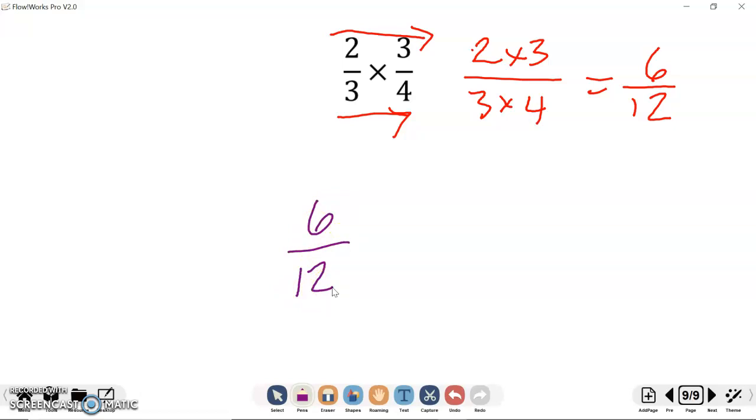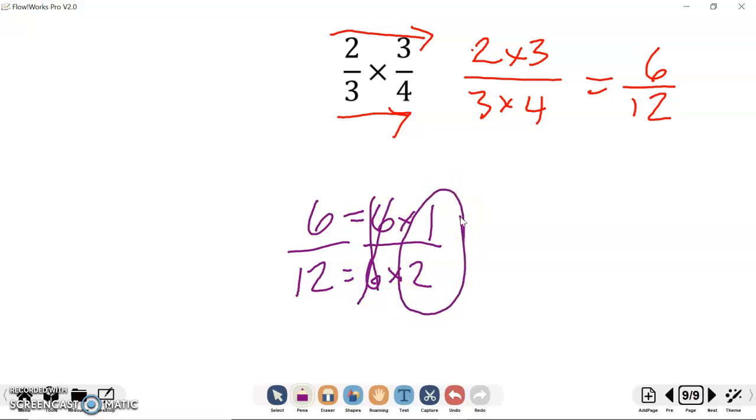I know 2 goes into 12. I know that 3 goes into 12. I know that 4 goes into 12. And I know that 6 goes into 12. So 6 is the biggest, so that's the one I'm going to use. I'm going to say 6 times 2 equals 12. And over here, I know that 6 times 1 equals 6. So when I cross off the 6s, I'm left with 1/2. That is my simplified version.